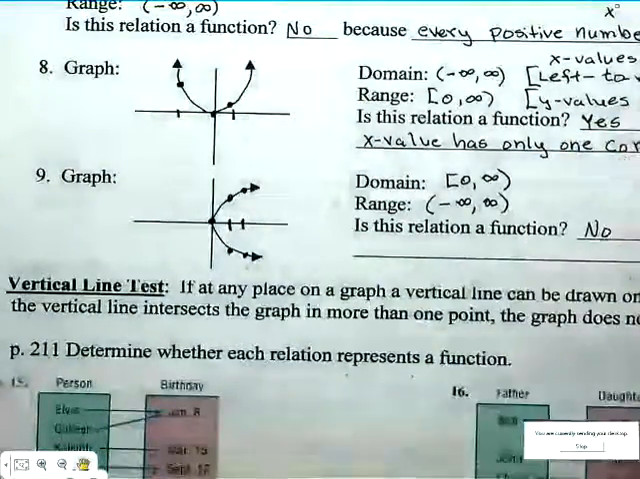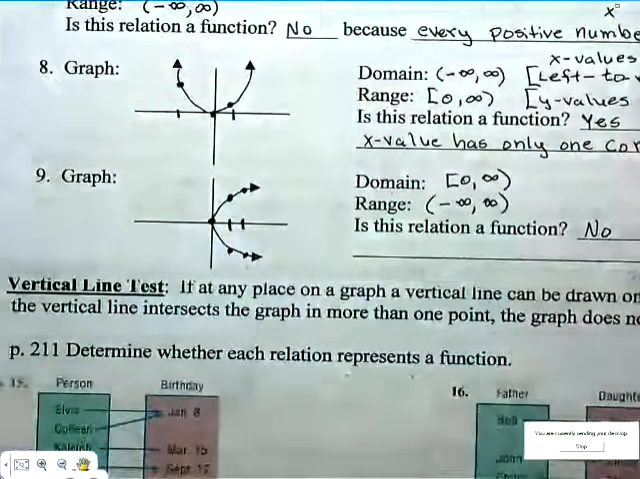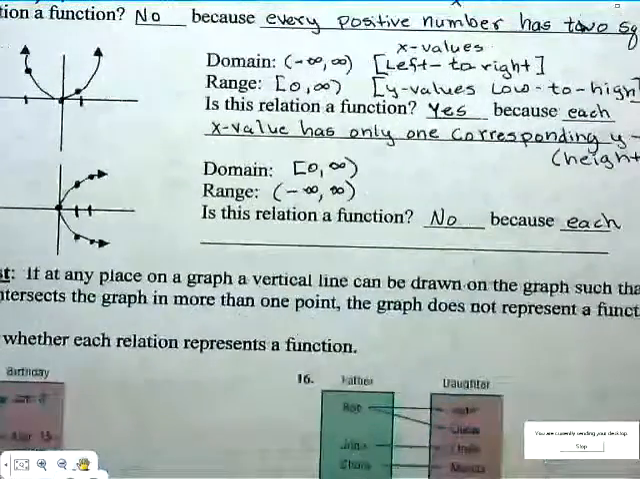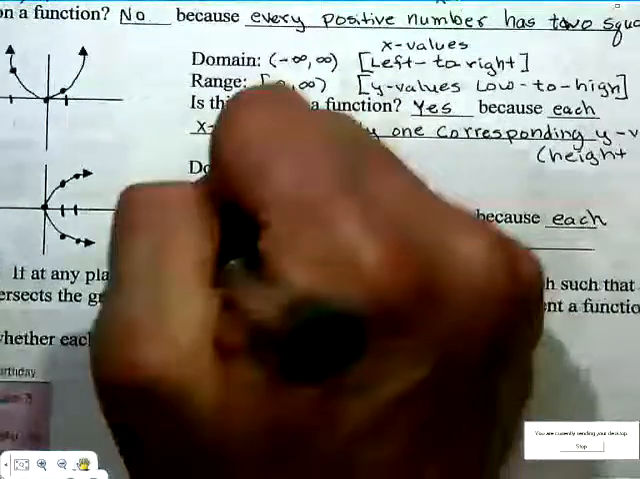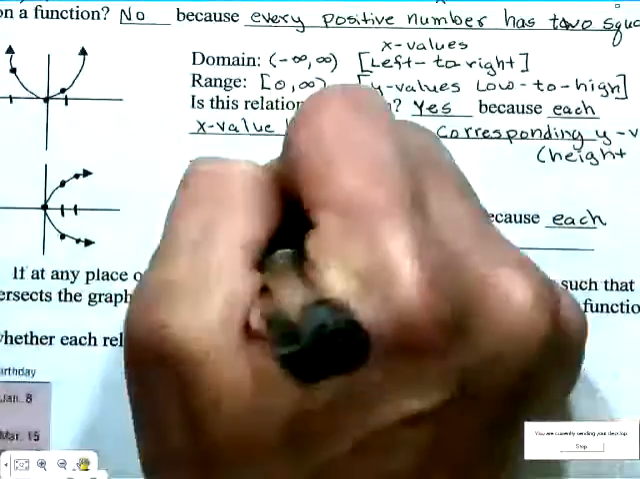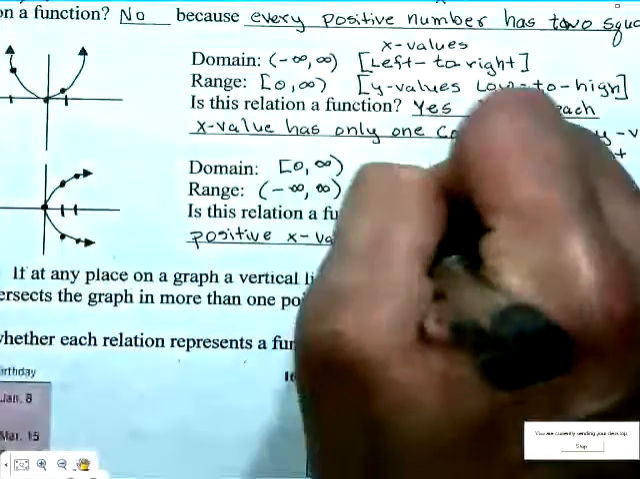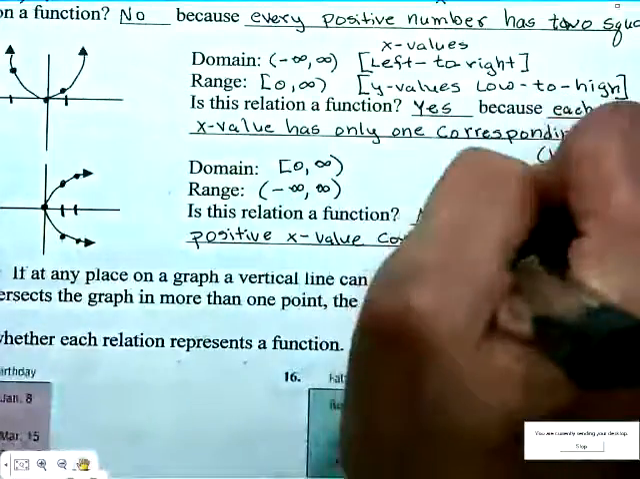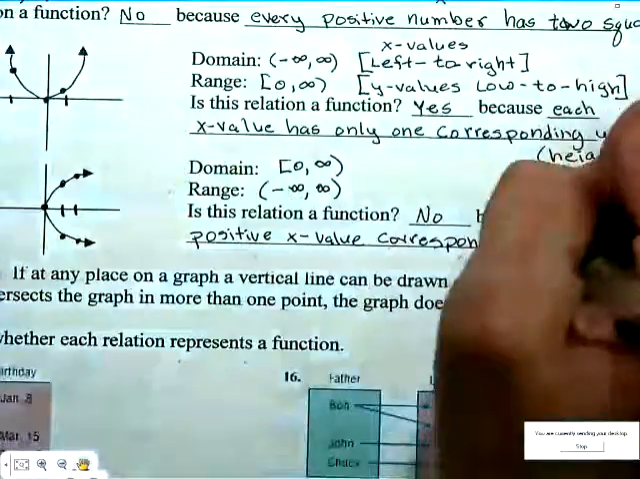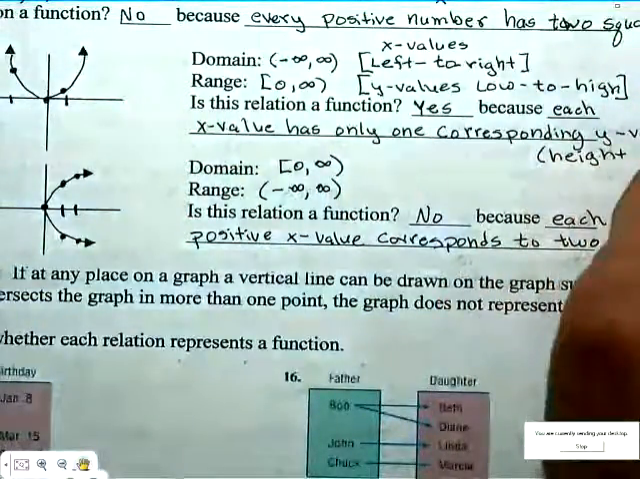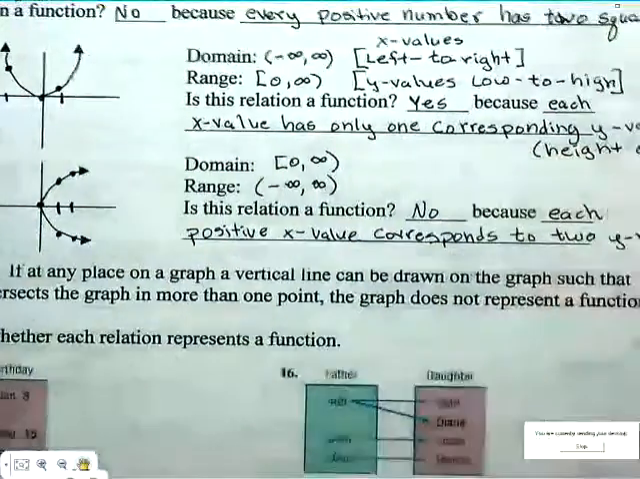Because, to make this precise and to eliminate 0, I could just say each positive x value corresponds to 2 y values. And again, the y values are the height on the graph.